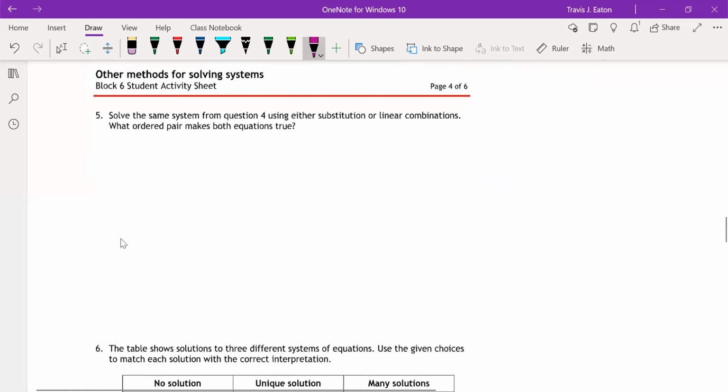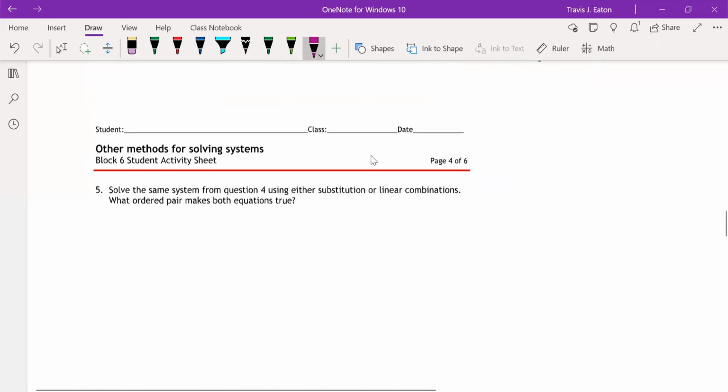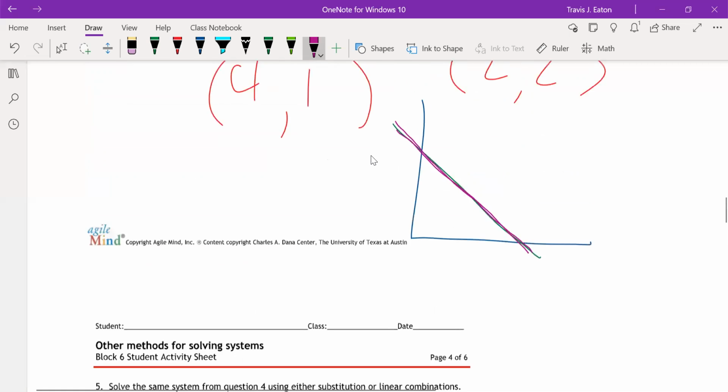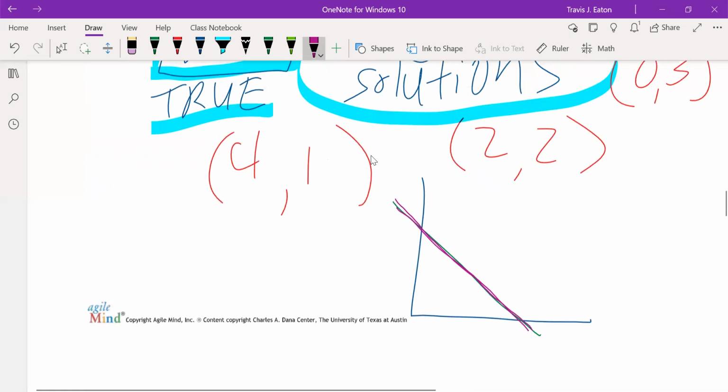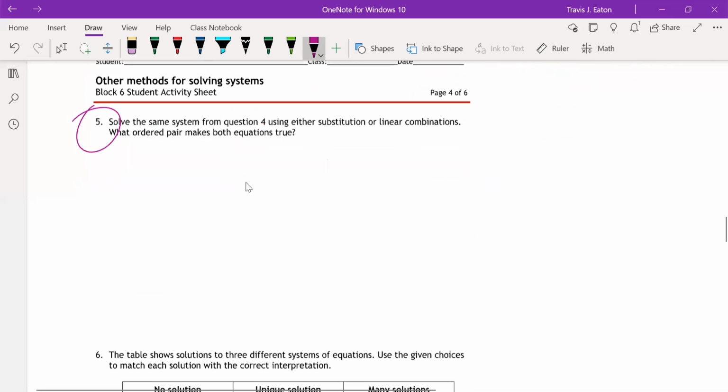We already did number 5, because this says solve the same system from question 4 using either substitution or linear combination. We did that. And we talked about what ordered pairs make sense, right? We gave 3 ordered pairs here: (4, 1), (2, 2), and (0, 3). We've already done number 5 without even knowing it. Look at that. That's how good we are.